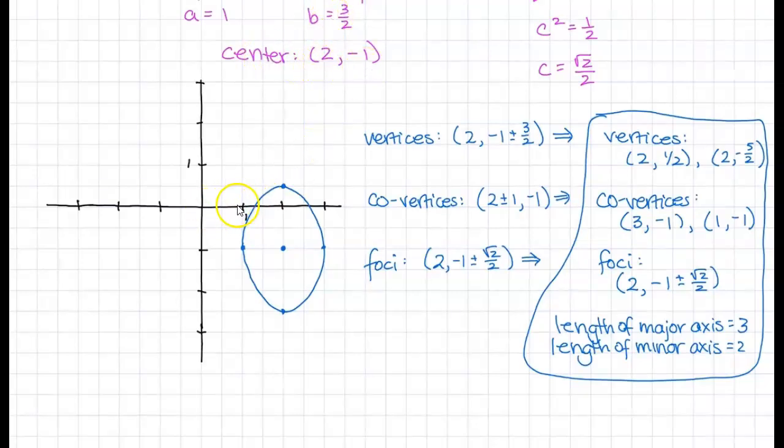This time I'm counting every 2 squares to be 1. So go over 2, down 1. There's my center. I go left and right a units. I go up and down b units. And then I go ahead and for the vertices, since this is vertical, they're going to be vertically aligned. So add and subtract b from the y coordinate. For the co-vertices, I'm going to add and subtract a from the x coordinate. And because it's a vertical ellipse, for the foci, I'm going to add and subtract c from the y coordinate. And that's where I get all of these things.